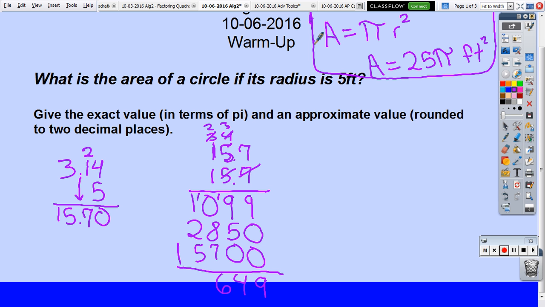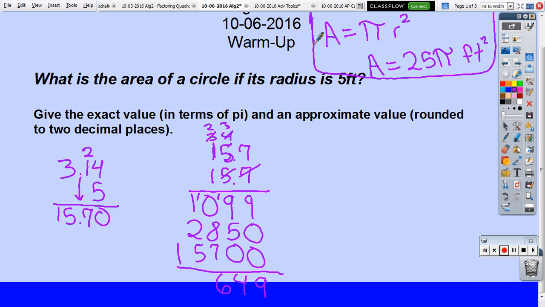The second part says, and give an approximate value, which is where in your calculator you punch in 25 times pi and get 78.54. And that would be it.